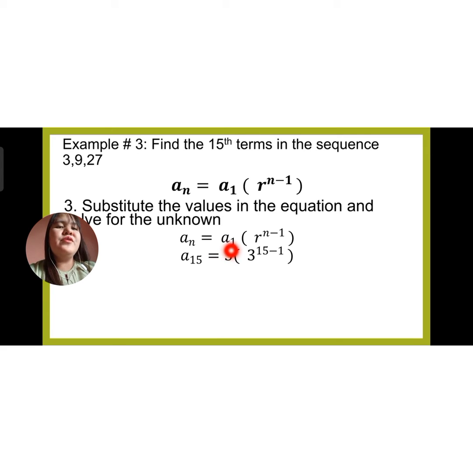Yung ating first term na a sub 1, which is 3, times yung ating nakuha kaninang common ratio na 3. And then yung n natin, kasi 15 terms yung hinahanap, so 15 minus 1. A sub 15 is equals to 3. Sinimplify muna natin yung nandoon sa taas. 15 minus 1 will give us 14.